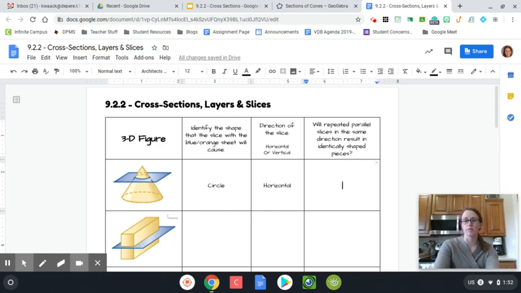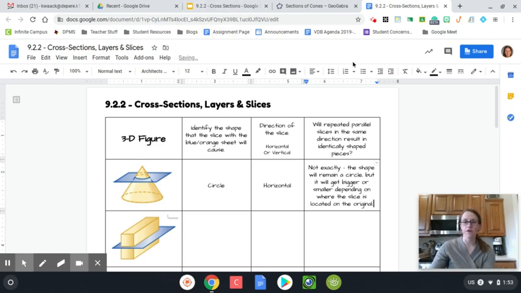So will the repeated parallel slices in the same direction result in identical shaped pieces? Not exactly. The shape will remain a circle, but it will get bigger or smaller depending on where the slice is located on the original. Feel free to use my exact same words when you go to your paper.